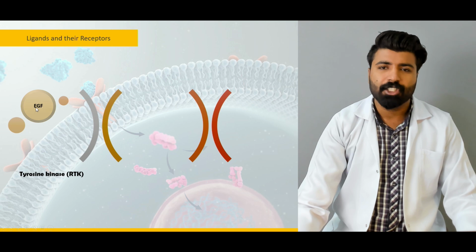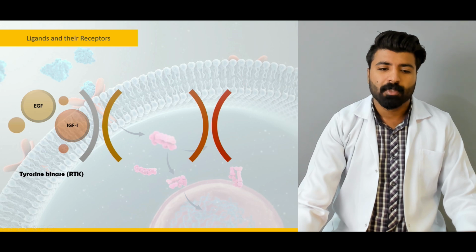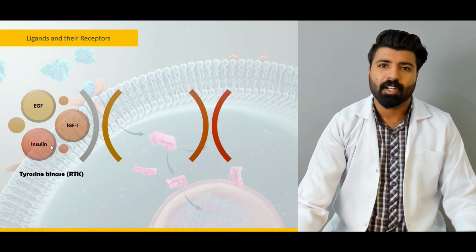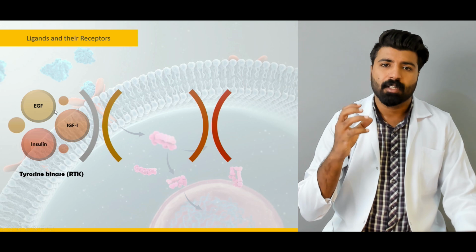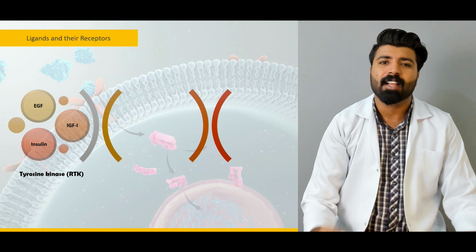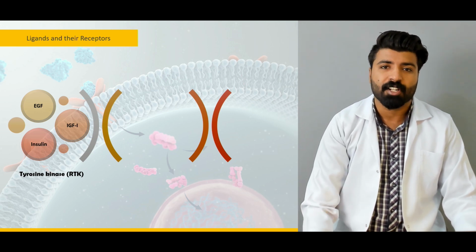First of all, it's EGF. EGF stands for epidermal growth factor. You must have heard of it. Then we have IGF-1, insulin-like growth factor 1. And then we have insulin itself. So these three are examples of ligands which attach themselves to the receptor site of tyrosine kinase. And when they attach, it gets its desired effect by activating the kinases, and then the kinases get phosphorylated, and then the whole chain starts afterwards.